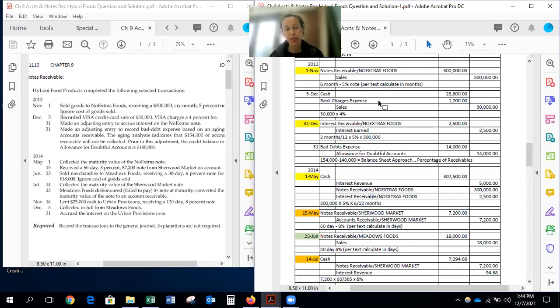Some companies will use bank or Visa credit card discount expense or something, but whatever the textbook says, or bank charges expense, is perfectly acceptable. Okay. And so the sale was $30,000. The bank withholds 4%, $1,200 on that transaction. And then the cash that we get is $28,800.